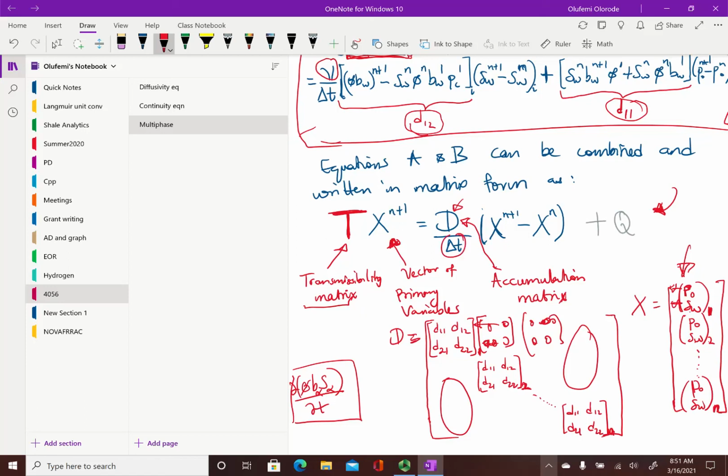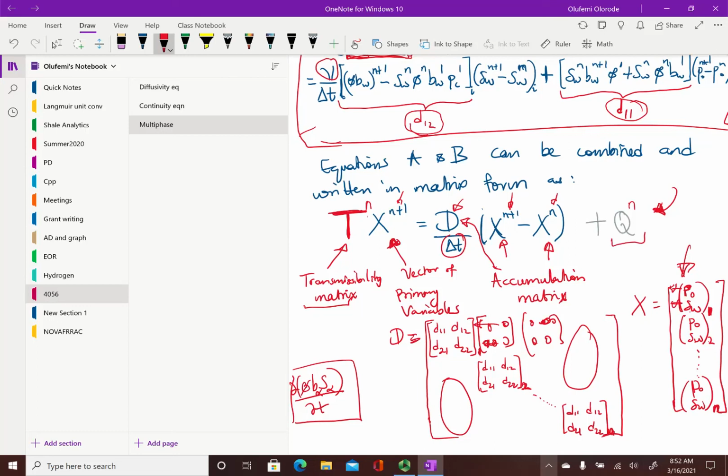Delta T is just the time step size. We already talked about the solution variable. This is at the current time step. This is at the previous time step. This is at the current time step. And the remaining conversations we're going to be having is going to be what time step are you going to use for these values, like the transmissibility matrix, accumulation matrix, and the source or sink matrix if there is one.